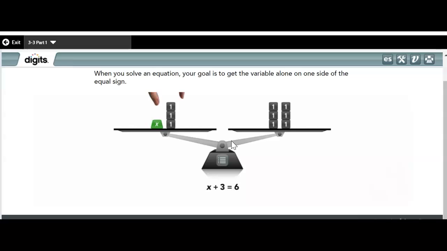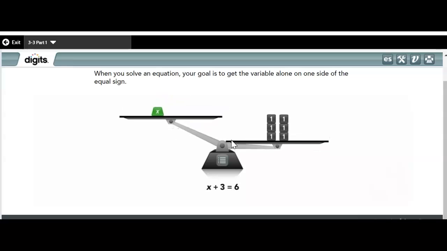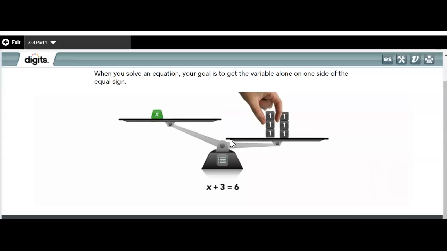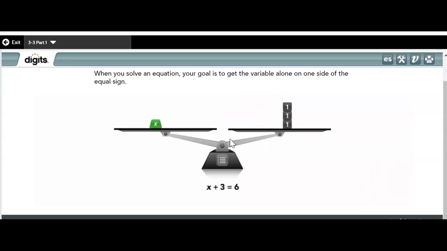Remove the 3 1 blocks from the left side of the pan balance. The scale is now unbalanced. Now remove 3 1 blocks from the right side. The scale is now balanced again. In the equation, you can represent removing the 3 1 blocks from each side of the scale by subtracting 3 from each side. So the solution to the equation is x equals 3.